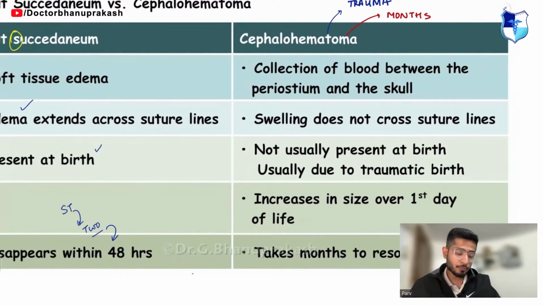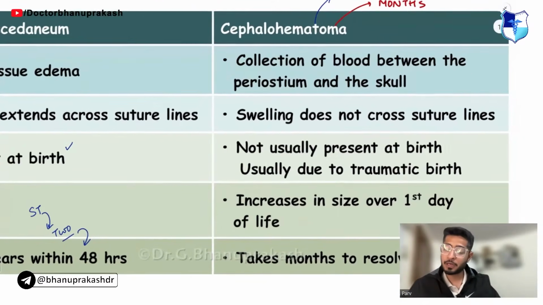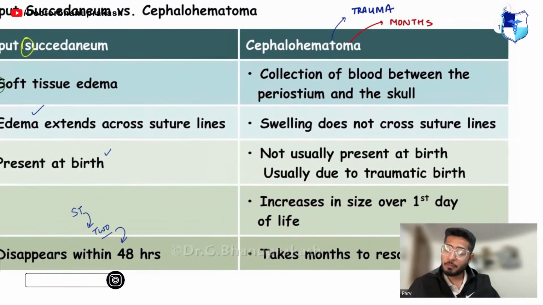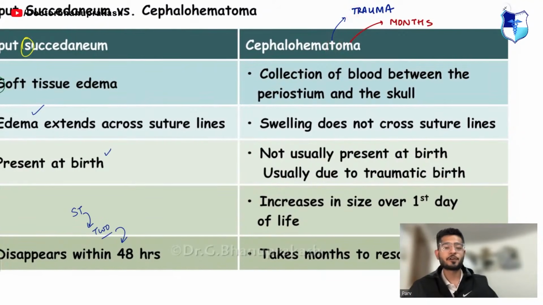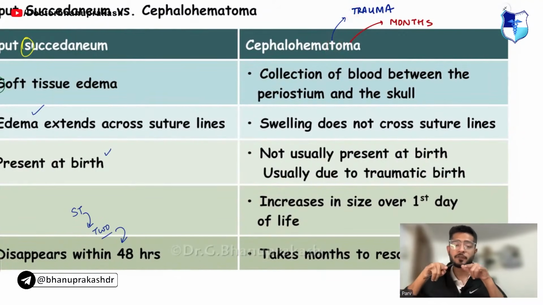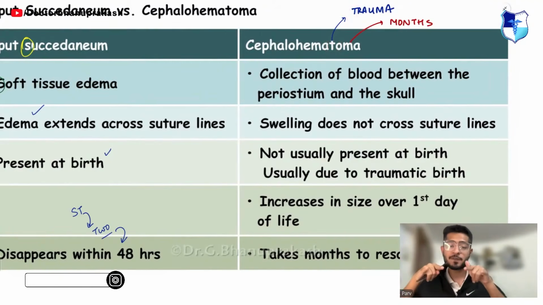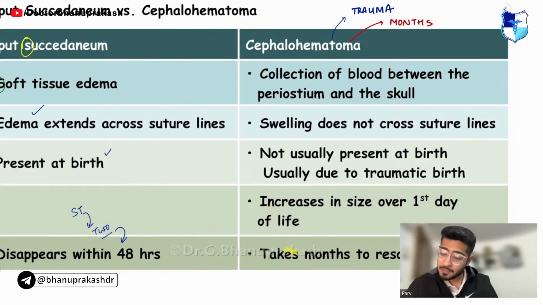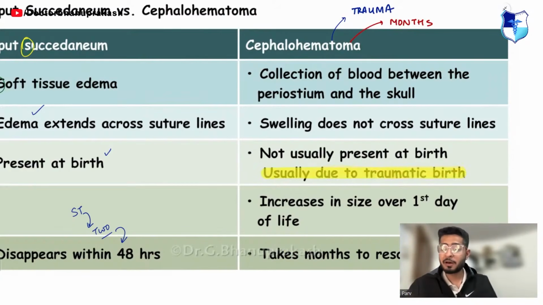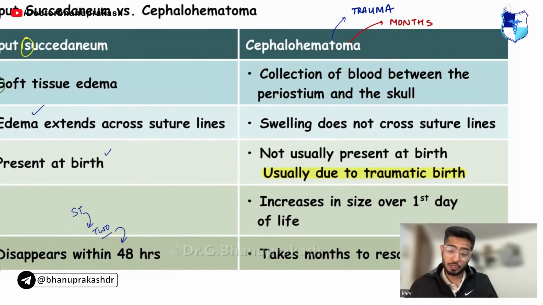What is cephalohematoma now? So remember, hematoma has got this T word, T for trauma. Cephalohematoma comes from trauma. So what does this mean? Remember, T for trauma. First of all, it is going to come from a trauma. Usually due to the trauma at birth, cephalohematoma is going to come.